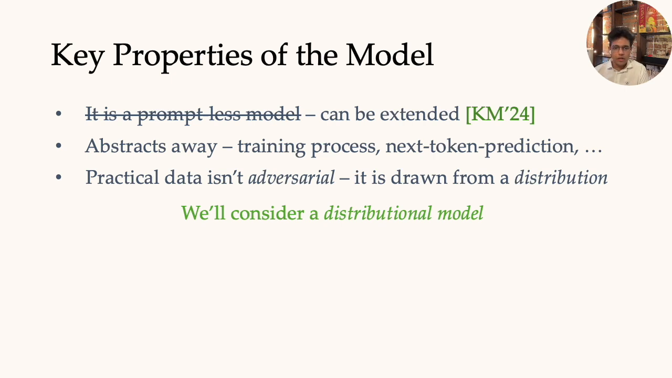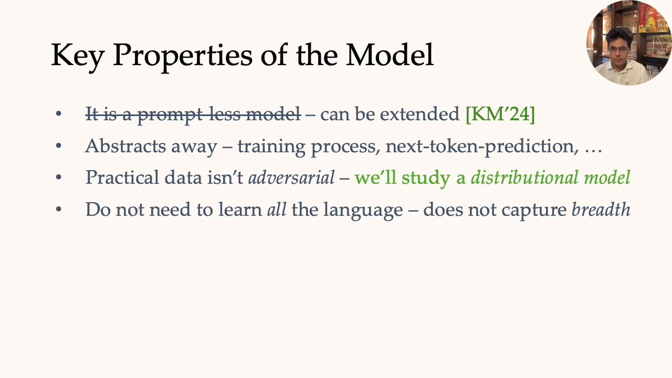A third aspect of the model is that it's adversarial, which is perhaps not how data looks in the real world. Maybe a distributional model is more appropriate for real world data. Towards this end, in this talk and in the work, we consider a distribution model that we'll introduce soon.